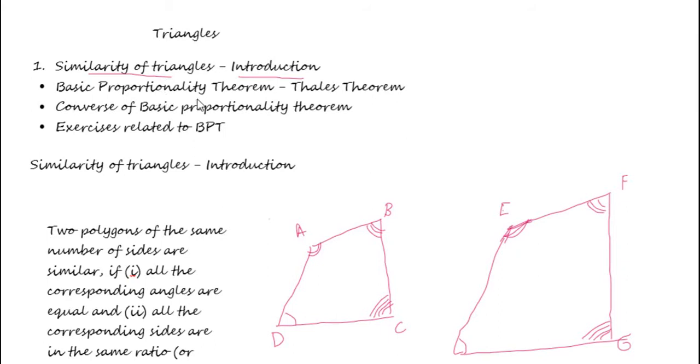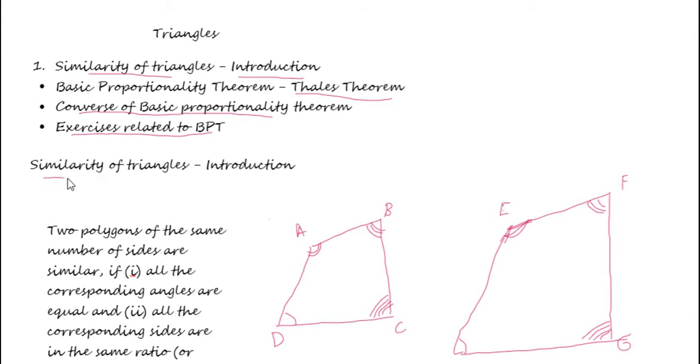to cover a theorem known as the basic proportionality theorem or Thales theorem. We are going to state and prove this theorem, and then we are also going to discuss the converse of basic proportionality theorem and also the proof of that. And after that, a couple of exercises related to BPT, that is basic proportionality theorem.